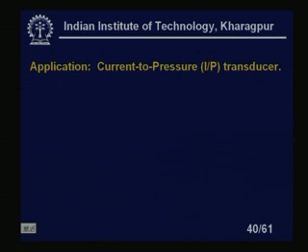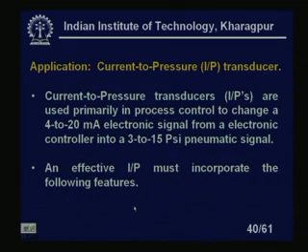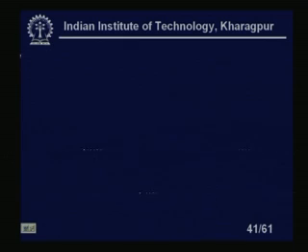Now, the current to pressure converter, the I to P converter, as I told you, is very widely used in industry. Current to pressure transducers are used primarily in process control to change a 4 to 20 milliampere electronic signal from an electronic control into 3 to 15 psi for a pneumatic controller. An effective I to P converter must incorporate the following features. What are the following features?